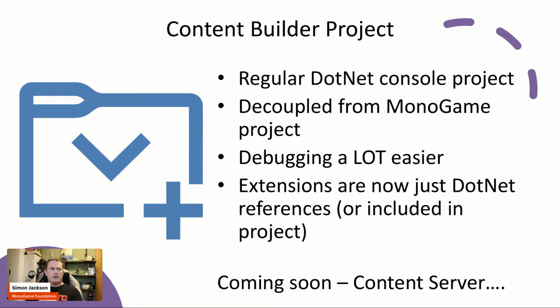A common question we have is then about extensions. Extensions are just .NET projects. You can either add them as a simple reference, or if it's your own extension, you can copy the code inside the content project, so it's just code building your content, or they could be NuGet packages, because it is just a .NET console project. You can reference things however you want.